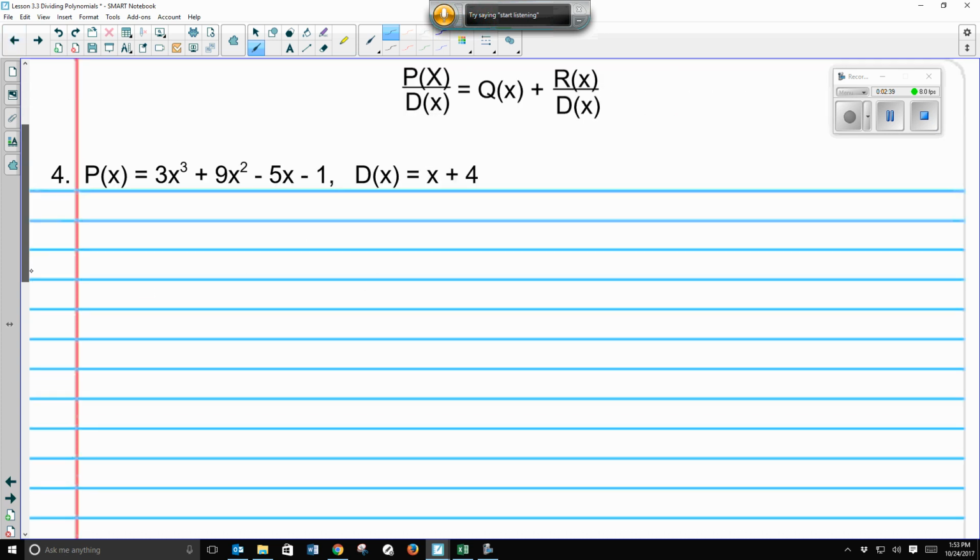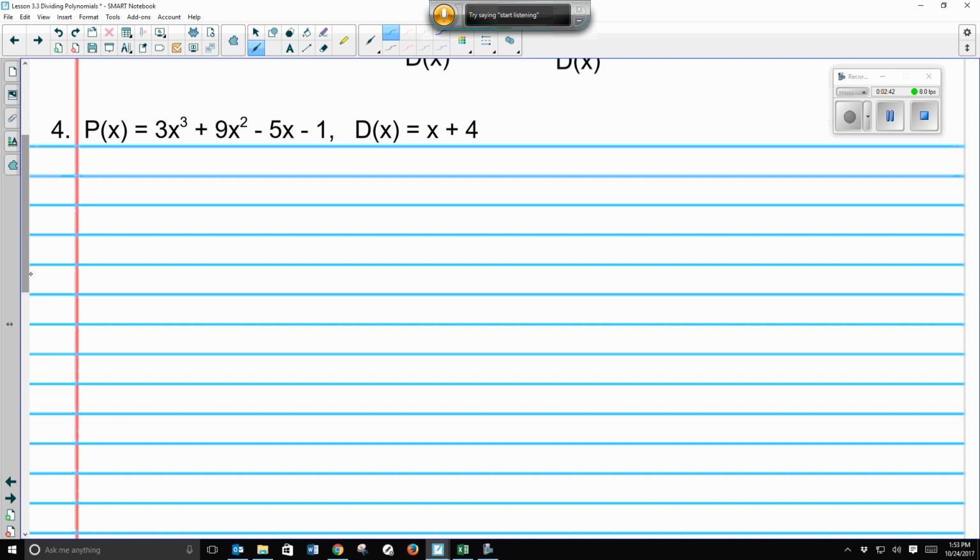All right. So you have x plus 4 as your divisor. Your dividend is 3x cubed plus 9x squared minus 5x minus 1. Now you have to make sure that your x's are in descending order. If it skips one, you need to put a placeholder in there, like 0. There's a way to do it without that, but I don't like to do it. So if it was missing the x squared, you would put 0x squared.